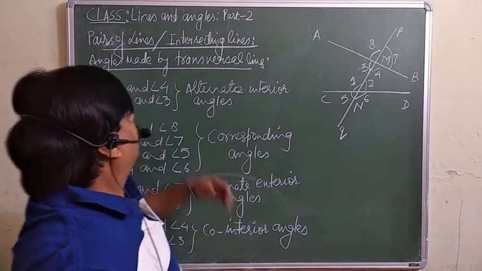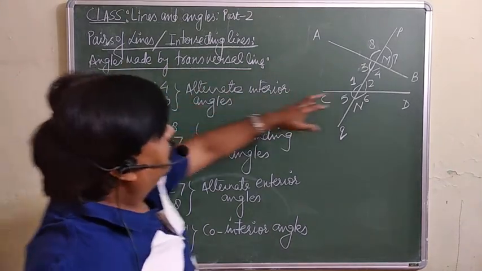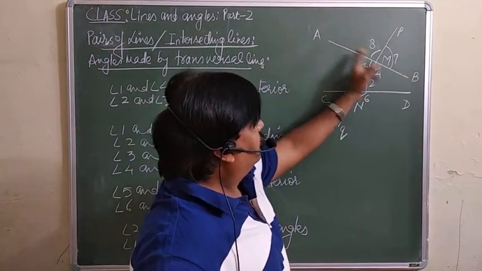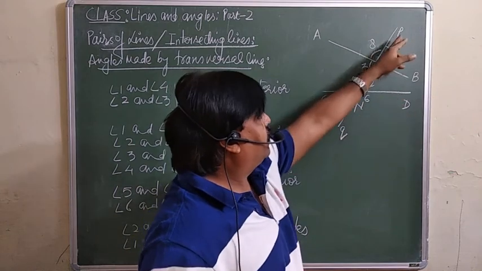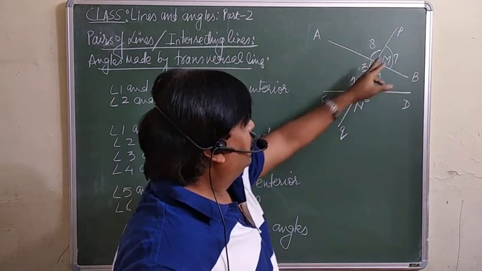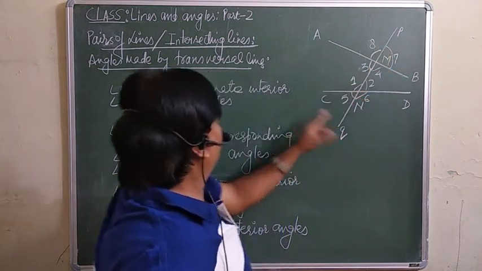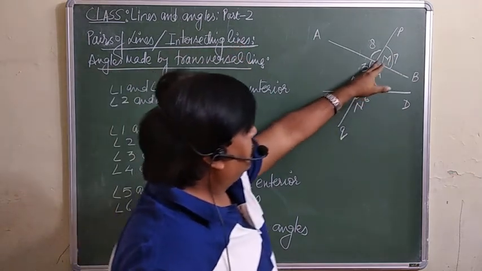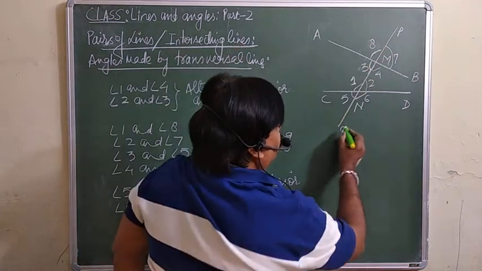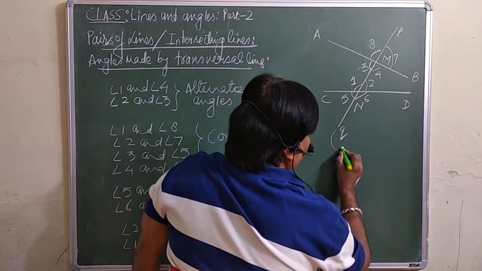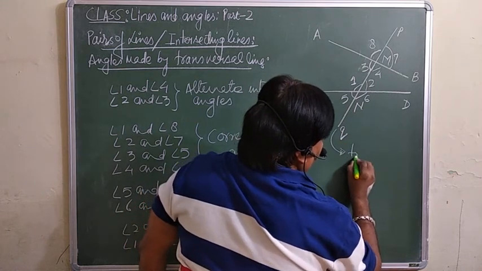Now in case two line segments, we are taking AB and CD, and they are intersected by a third one. This third line which is going to intersect is known as a transversal. This line is known as a transversal line.